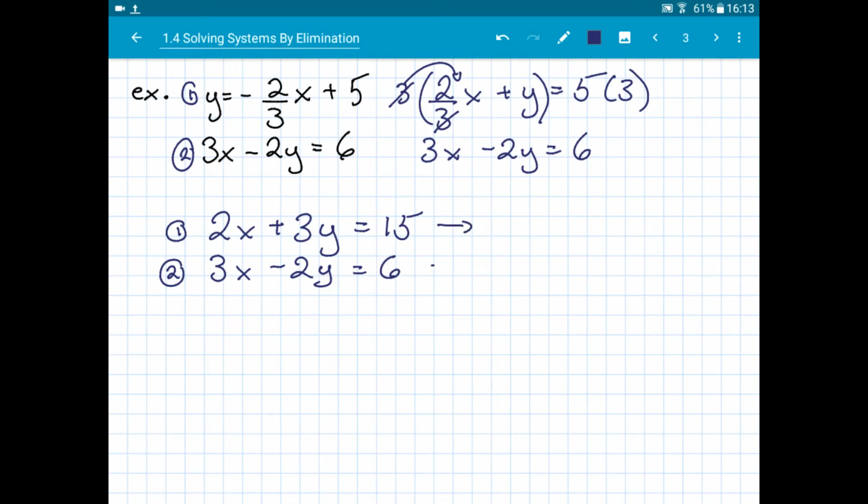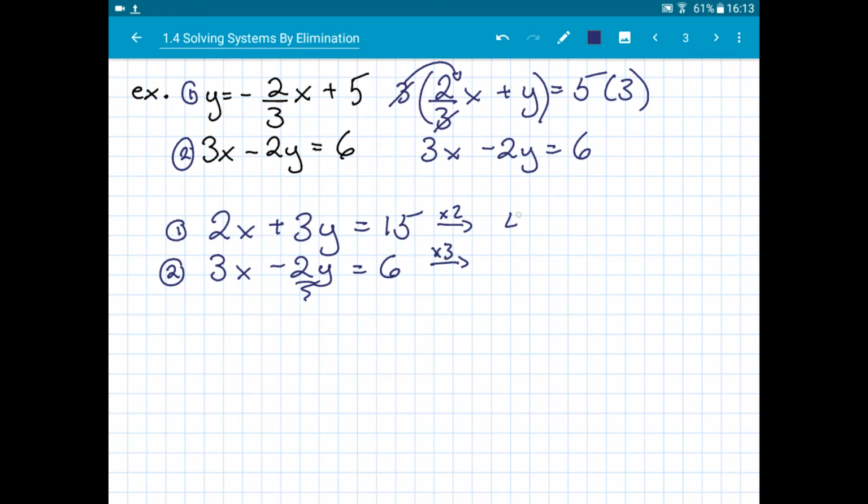So I'm just going to match up. Let's match up the y values. It's completely your choice. And multiply this by 2. And multiply this by 3. I get 4x plus 6y is equal to 30. And on this one, I'm going to get 9x minus 6y is equal to 18.